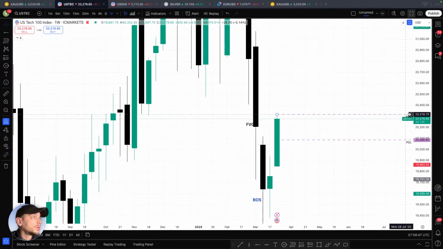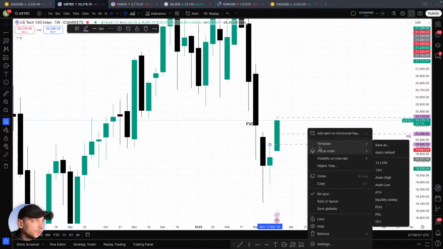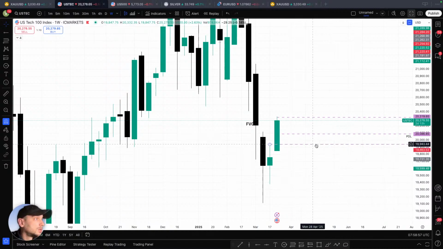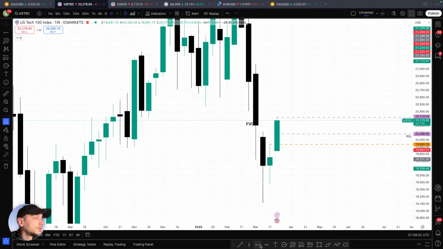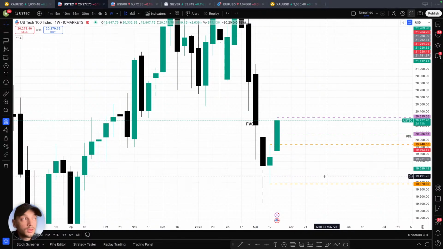Let's go to a weekly as well. Now what we see here on weekly, we already took the previous week high. We already took the previous week high, and we keep on trending up, right?